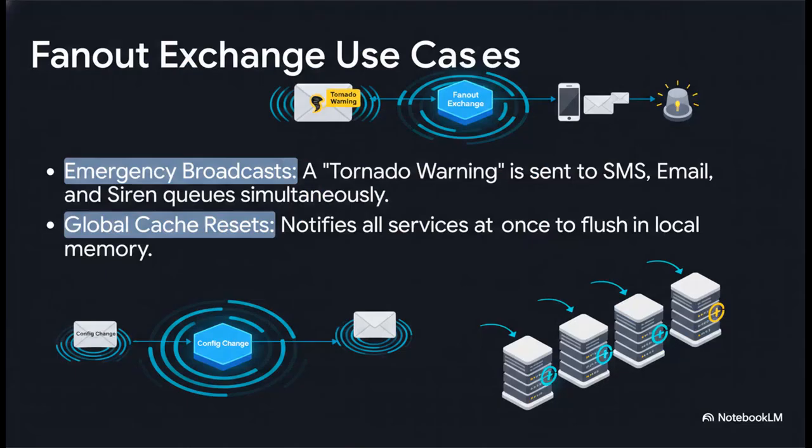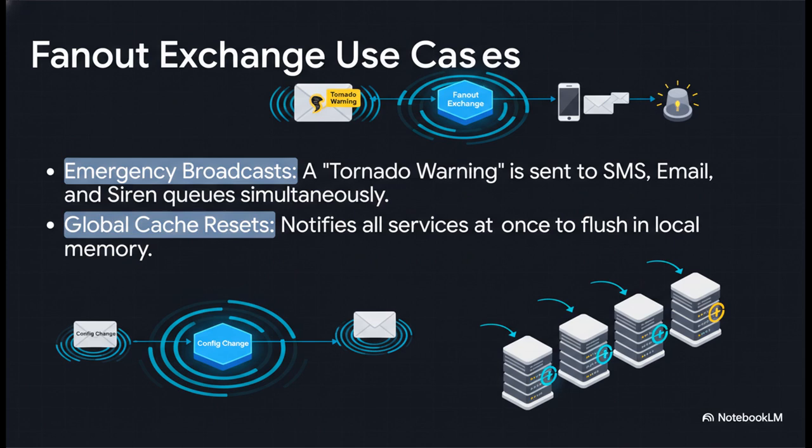So when would you ever use this? Think about situations that require mass notification. A single tornado warning message gets sent to a fanout exchange, and boom, it's instantly delivered to separate queues that handle SMS alerts, email blasts, and maybe even physical emergency sirens. The sender doesn't need to know about all those different systems. It just screams "tornado" once, and the exchange does all the hard work of fanning it out.